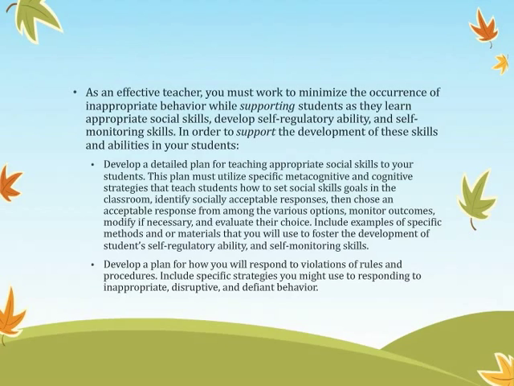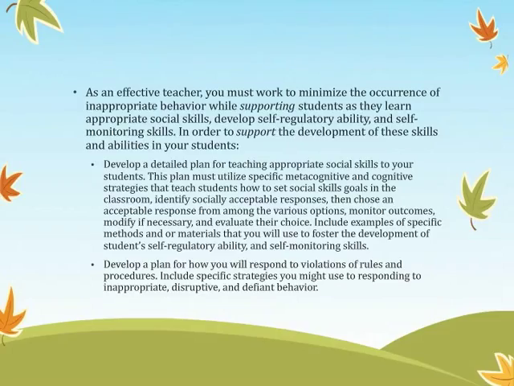Okay, so here's the rubric. It says that we want to minimize the occurrence of inappropriate behavior while supporting students as they learn appropriate social skills. So you're going to develop a plan for teaching appropriate social skills, and you will pick those skills. It won't be skills that I tell you to teach them. And then you'll develop a plan of how you will respond to violation of the rules.